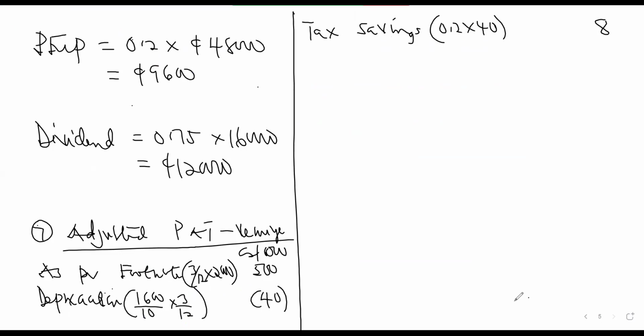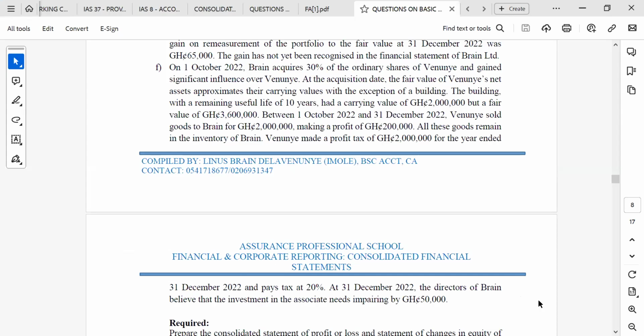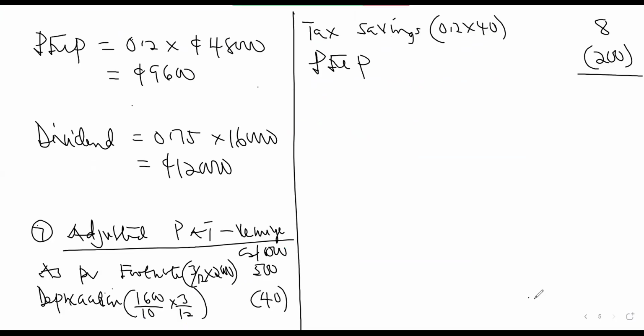But let's come here. We are going to be having provision for unrealized profits of 200. That is 200,000 on the goods. So they make a profit of 200,000. All these goods remain in the inventory of Brain. So what will be our total profit? 500 minus 40 minus 200 plus 8. I'm having 268. Sure. Okay, 268.